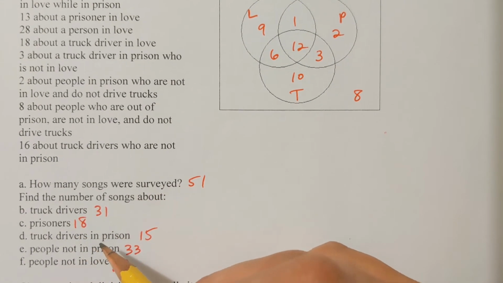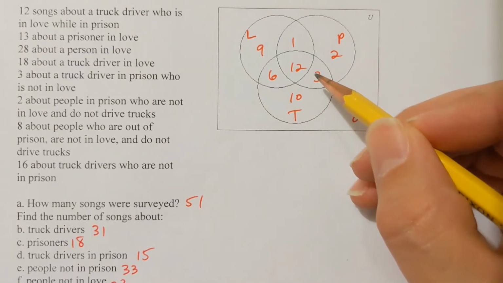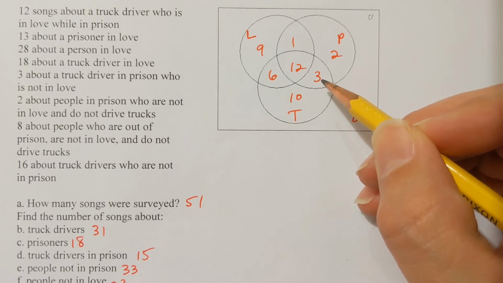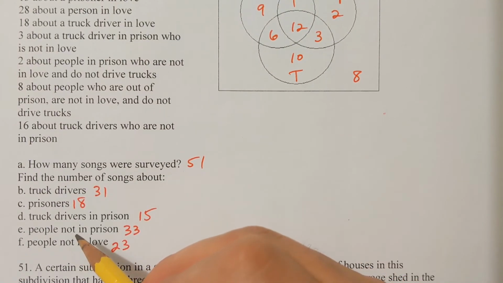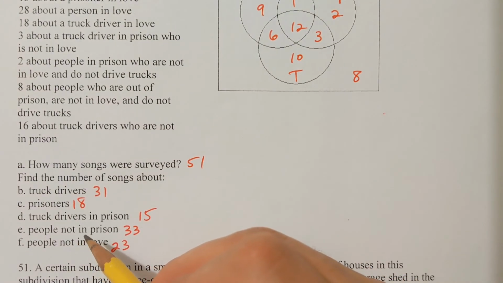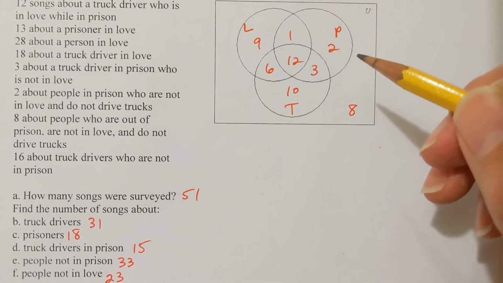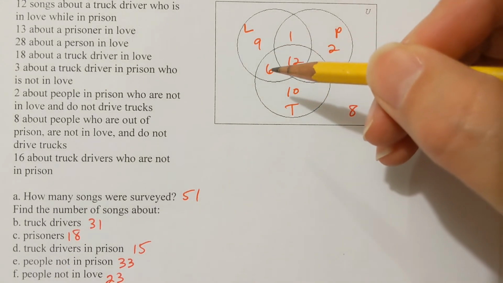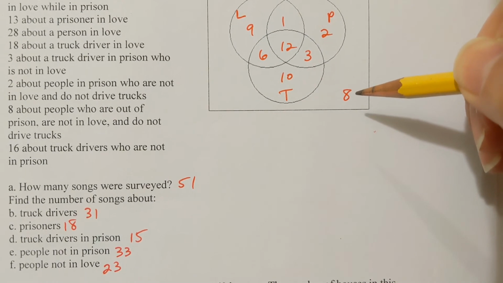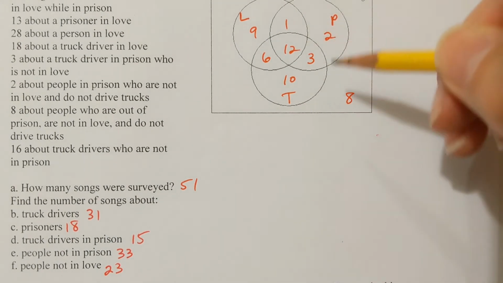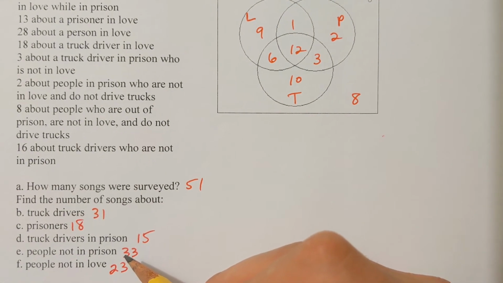How many songs are about truck drivers in prison? Truck driver in prison means I have 12 plus 3, which gives me 15 total. Part E, how many songs are about people not in prison? People not in prison means I want P complement. So 9 plus 6 is 15, plus 10 is 25, plus these 8 songs, don't forget about those, about none of the 3 themes. So that'd be 33 songs about people not in prison.